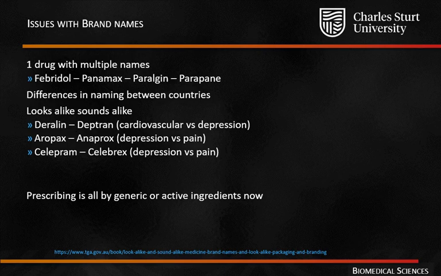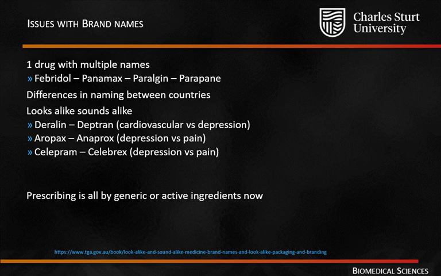Now, there can be some issues with using the brand name, although it's very pronounceable in the majority of cases. You can have problems with them. So you can have one drug with multiple names. So Febridol, Panamax, Paraglin, Parapain are all the same drug. They all are paracetamol formulations. And this complicates it when you're talking with patients because there are so many different ways of referring to the same drug. It also means there's more use of your memory to remember obscure names when the only thing that's important is the active ingredient in the majority of cases.